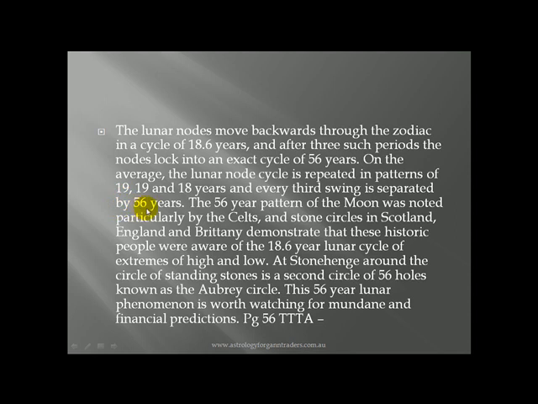The 56-year pattern of the moon was noted particularly by the Celts. The stone circles in Scotland, England, and Brittany demonstrate that these historic people were aware of the 18.6-year lunar cycle of extremes, high and low. At Stonehenge, around the circle of standing stones is the second circle of 56 holes, known as the Aubrey Circle. This 56 lunar phenomenon is worth watching for mundane and financial predictions.